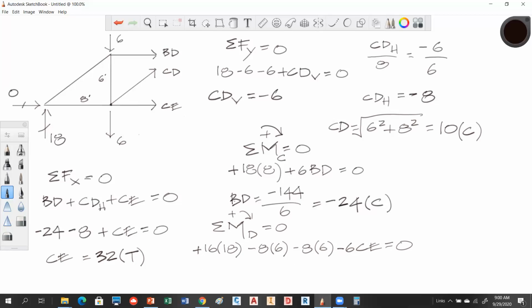So I get a positive 192, comes over as a negative 192. You guys check me. Divided by a negative 6. So negative divided by negative is definitely going to be a positive. I get 32. So this just checks against that, okay?